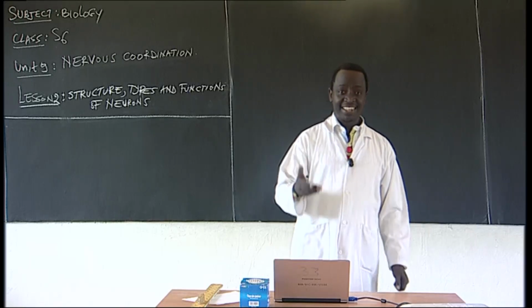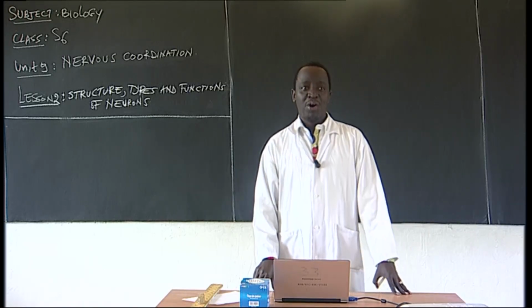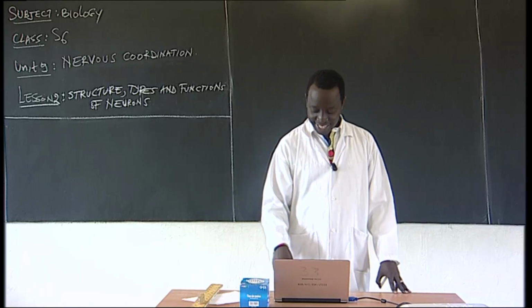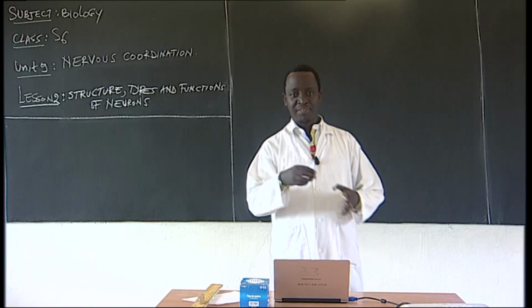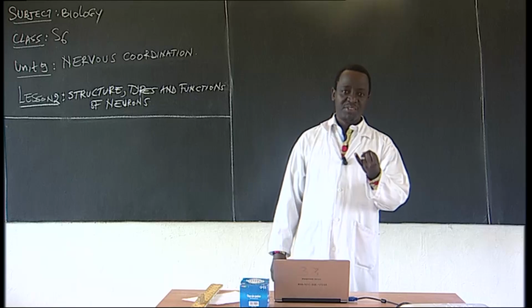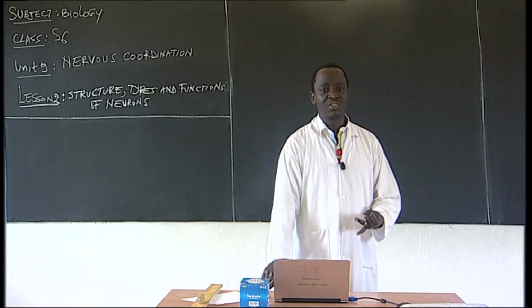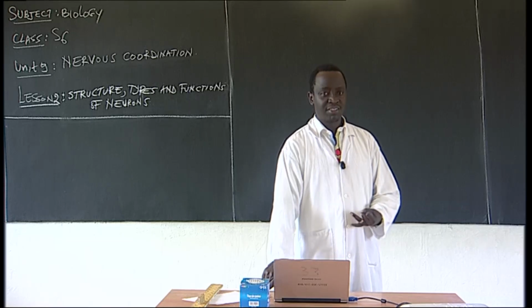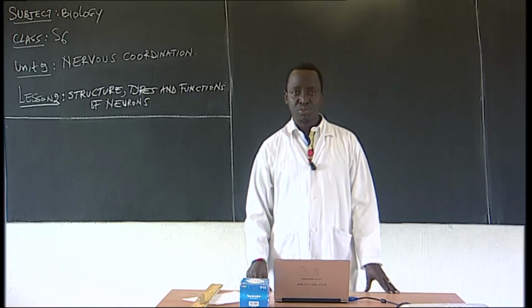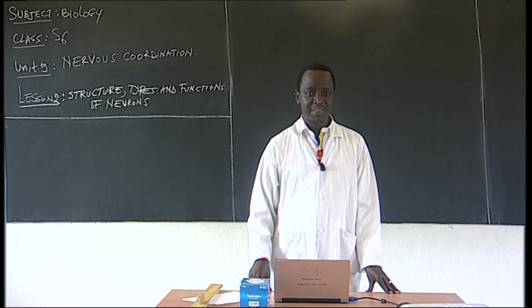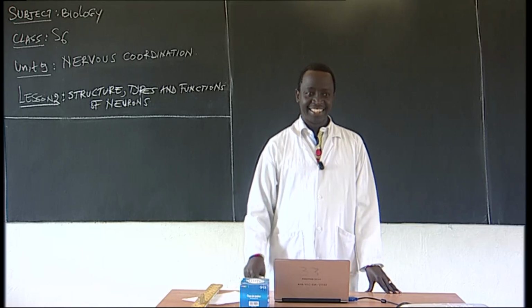So this is the classification of neurons according to their function. We have three types. We have sensory neuron, which is also called afferent neuron. We have interneurons. It is also called relay neuron or associated neuron. The third one is motor neuron. Are you getting this? Okay, nice.